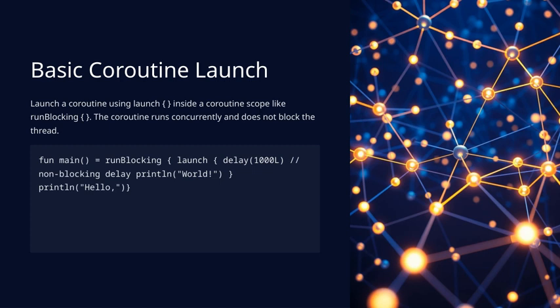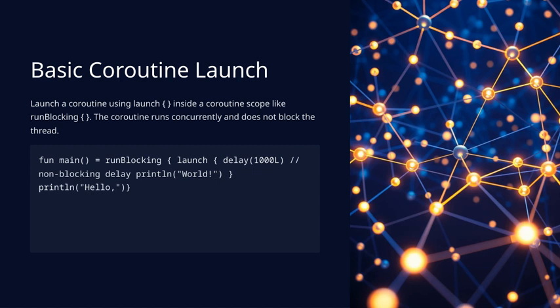This inner coroutine performs a delay of 1 second, but notice that this delay is non-blocking. It allows other code to run while waiting. Right after launching that coroutine, we print hello. Because the delay is non-blocking, hello gets printed immediately and the world message appears after the delay. The key idea here is that launching coroutines this way enables concurrent execution without blocking your main thread, making your code more efficient and responsive.